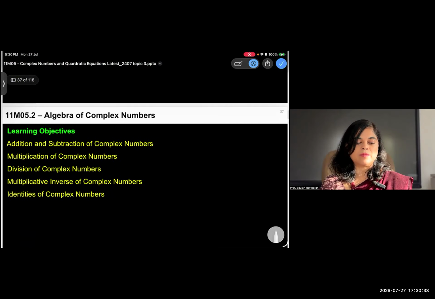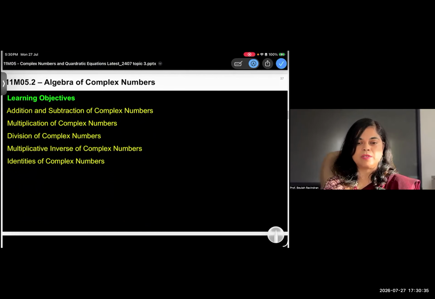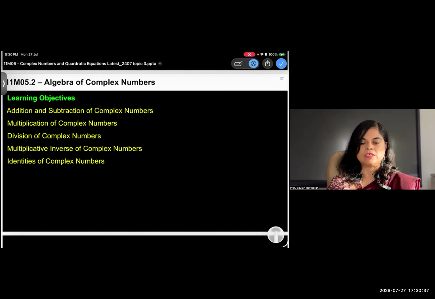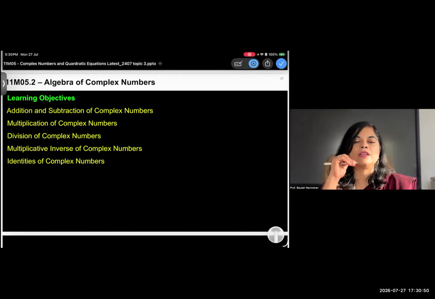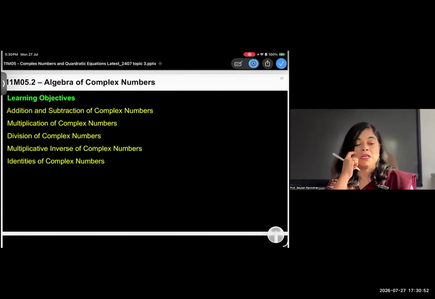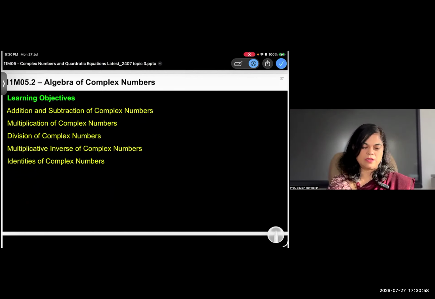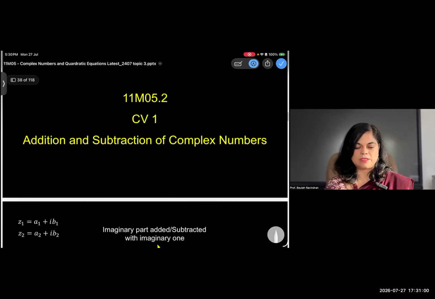So there is the algebra of complex numbers. You must understand what the algebra of complex numbers is. We can add and subtract complex numbers, and multiply and divide them. We saw the equality, and then there are the conjugate and modulus of a complex number. There are a lot more, so we'll see some quick practice, and the identities of complex numbers.